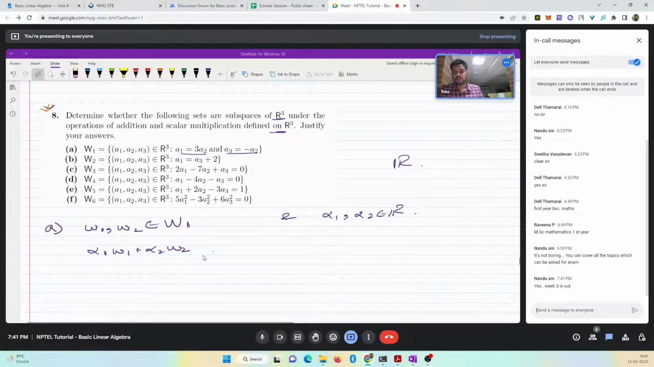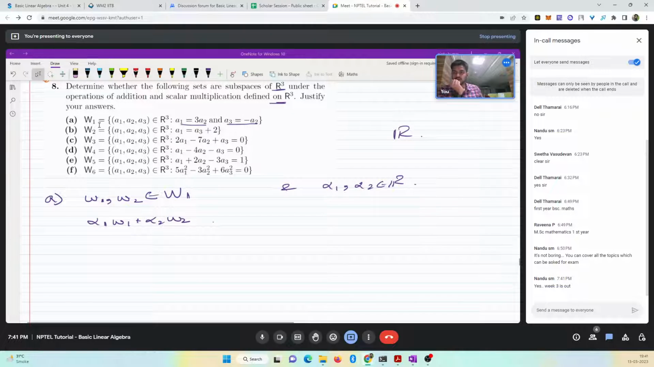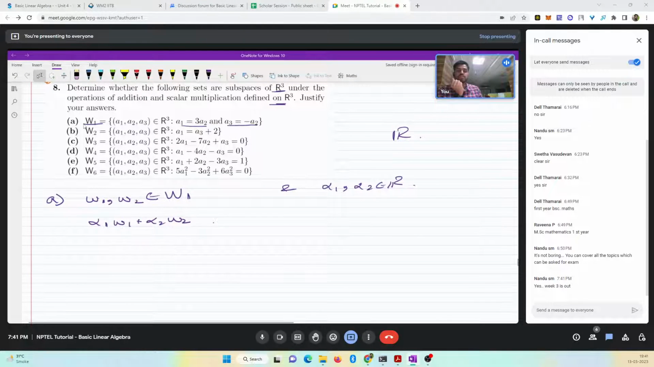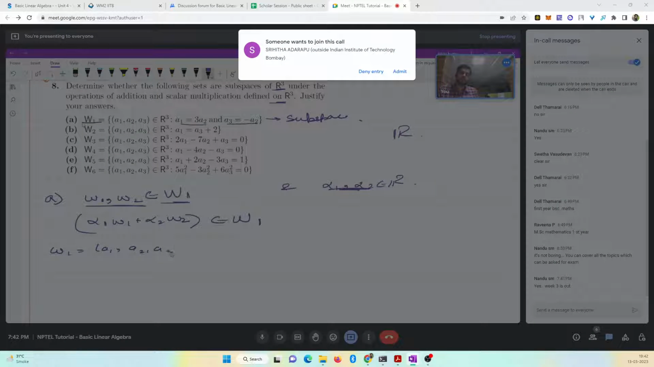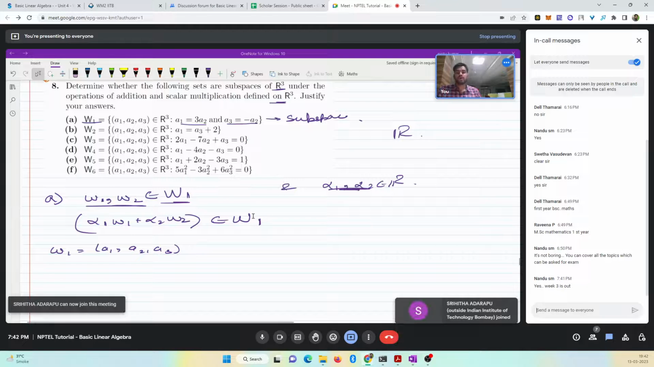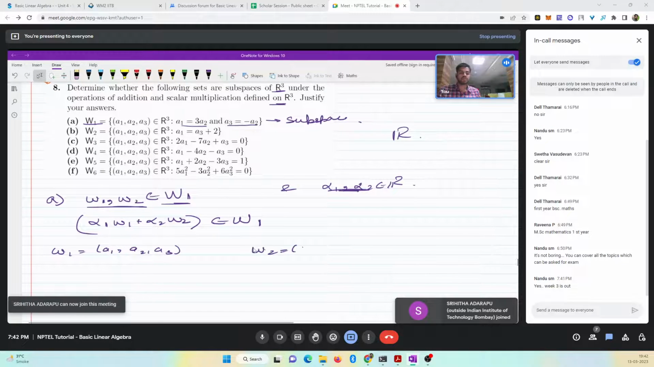Yeah, so I was talking about this set W1. We have to check whether this is a subspace or not. So we assume two elements from this set and two scalars. We need to check whether this combination belongs to that set or not. Now, let's say our W1 was something like A1, A2, A3, and W2 was something like B1, B2, B3.